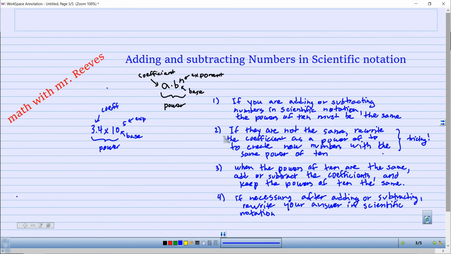Here's the thing. When you do this step right here, step number 2, this tricky step, many times you have to take the number out of scientific notation. In fact, every time you'll have to take at least one of the numbers out of scientific notation if they don't have the same power of 10. So after you add or subtract, then sometimes you have to go back and rewrite your final answer in scientific notation. All right, so those are the 4 steps. Again, this is going to be the tricky step right here.